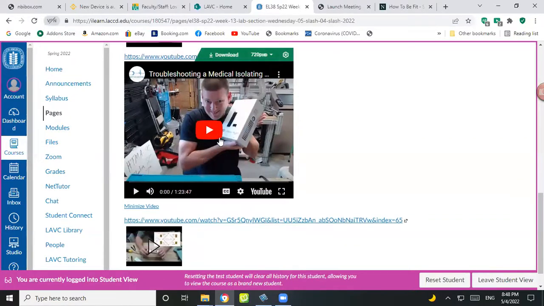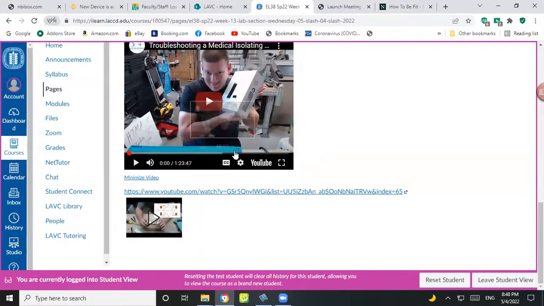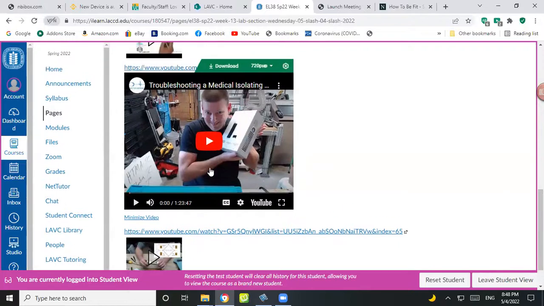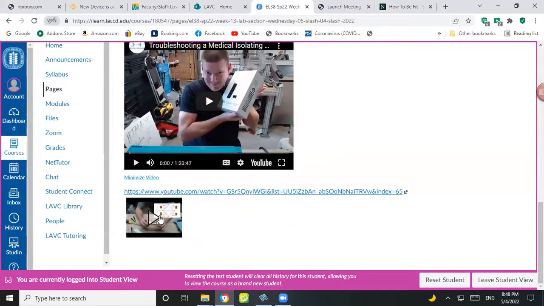Okay, so let's troubleshoot the medical isolations. Okay, I don't think I want to show you that one. I think he tried to do that troubleshooting, and apparently that one is not successful. So we'll skip that one for now.